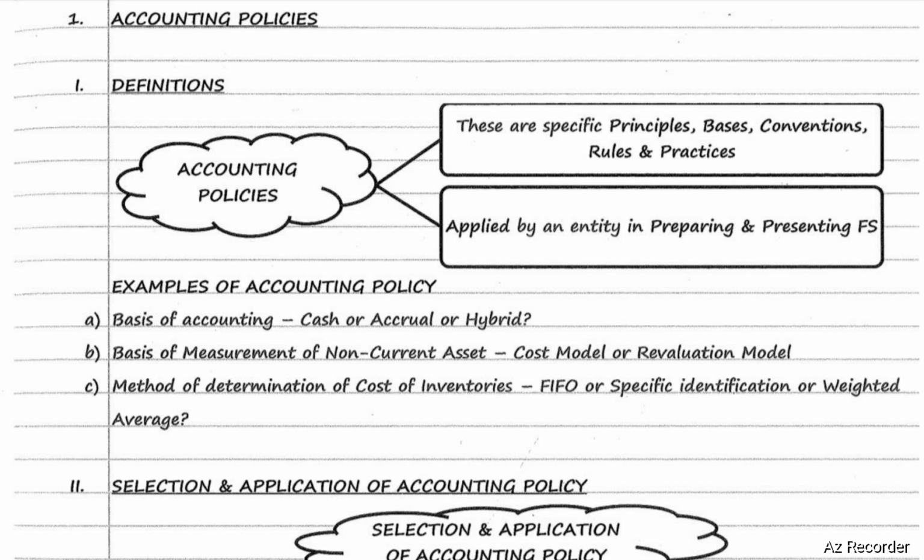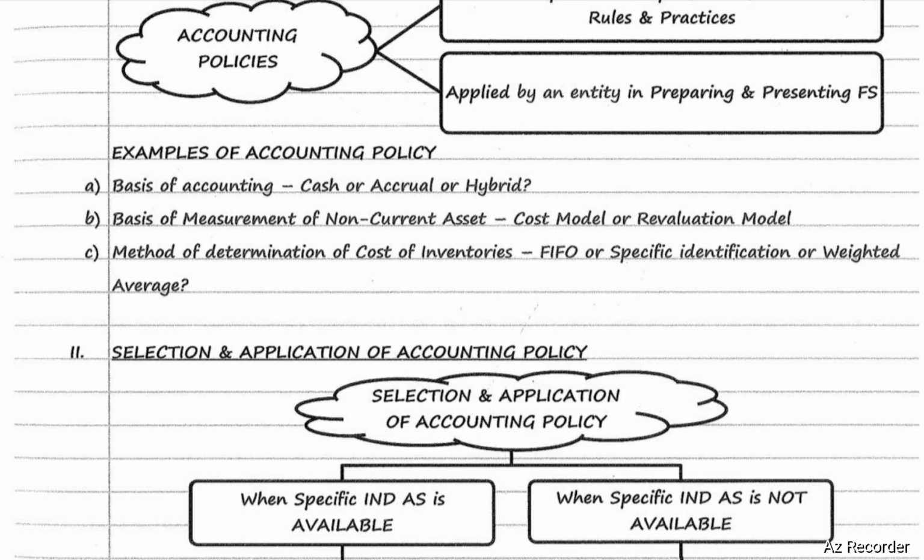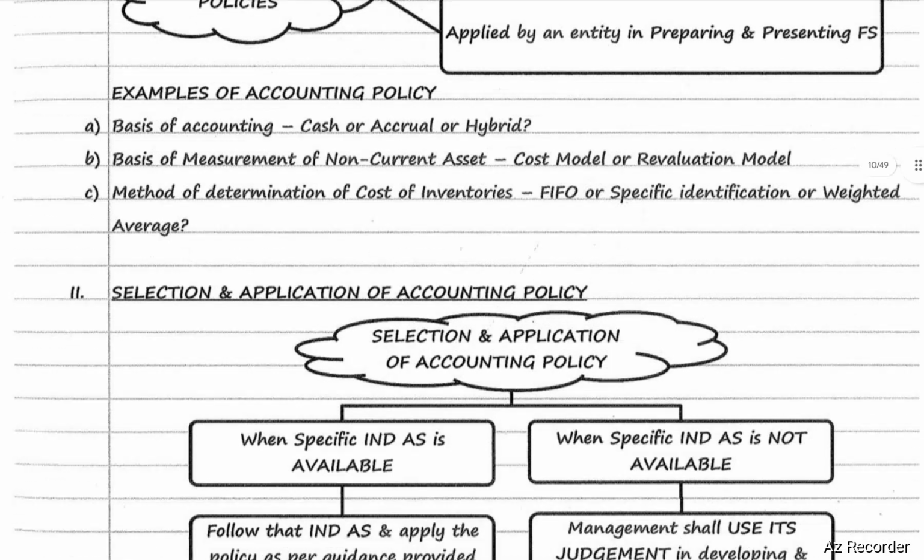Examples of accounting policy. Basis of accounting, either cash basis or accrual basis or a hybrid mode, is an accounting policy. Basis of measurement of non-current asset, either cost model or revaluation model. Next, method of determination of cost of inventories, FIFO or specific identification or weighted average method. It is the type of accounting policy.